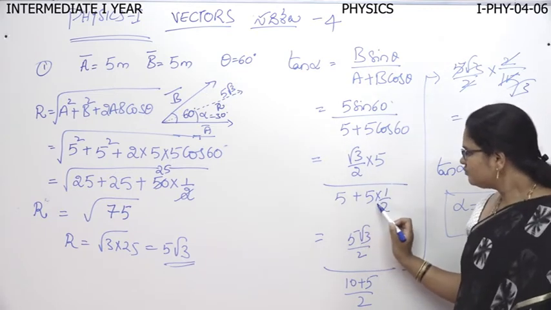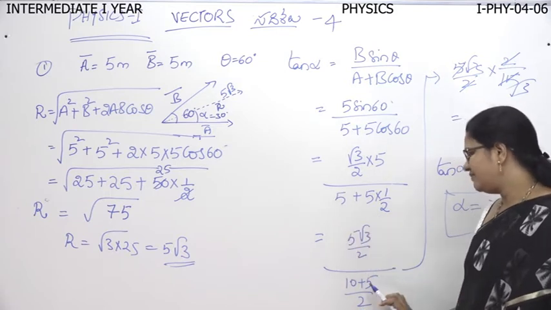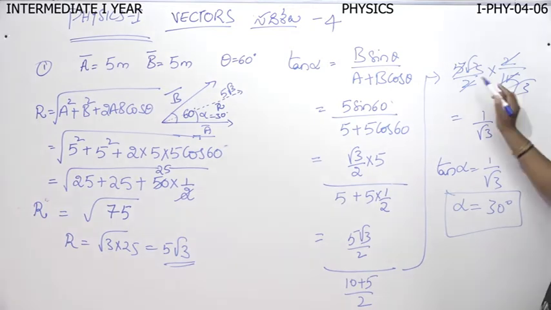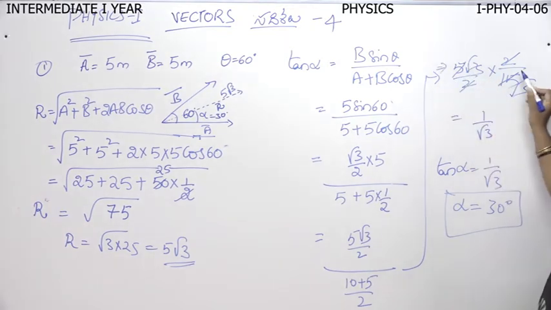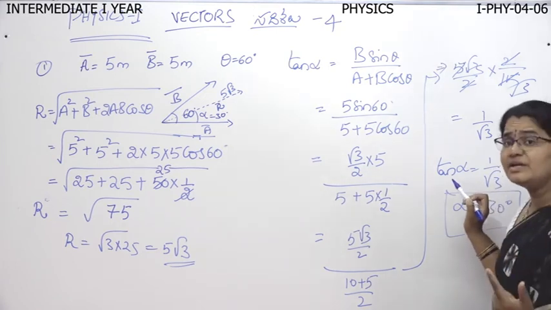ఇది ఎల్సిఎం తీసుకుంటే 2 ఎల్సిఎం అవుతుంది. 10 plus 5, ఇది క్రాస్ మల్టిప్లై అవుతుంది, ఇట్లా క్యాన్సిలేషన్ లో. సింపుల్ మ్యాథమెటిక్స్ అమ్మా ఇది. 5, 15, 3 క్యాన్సిల్ అయిపోతుంది. 3√3 క్యాన్సిల్, 2 క్యాన్సిల్ అయిపోతుంది. 1/√3 వస్తుంది. టాన్ ఆల్ఫా విలువ 1/√3. ఏ కోణానికి ఆల్ఫా విలువ 1/√3 అవుతుంది?